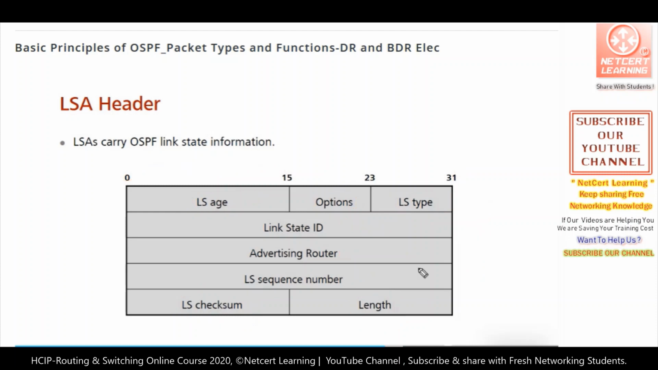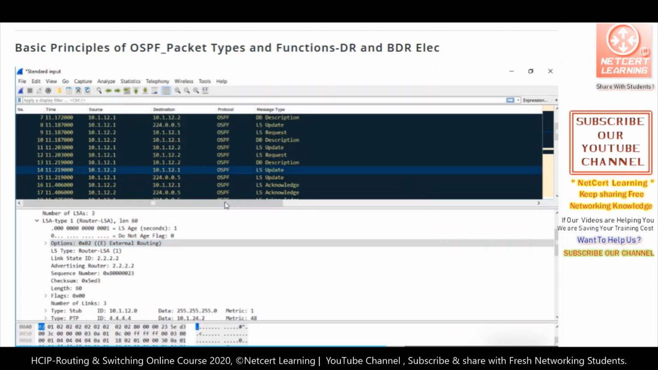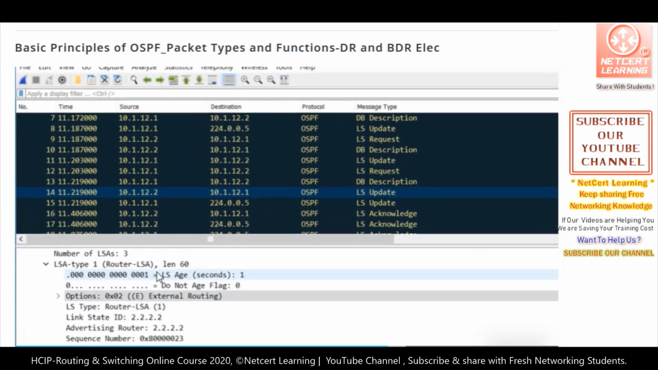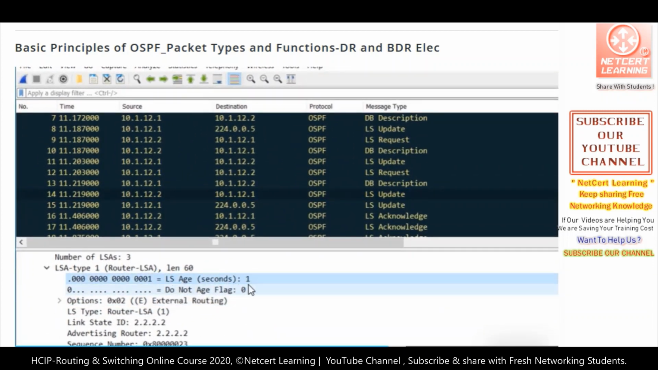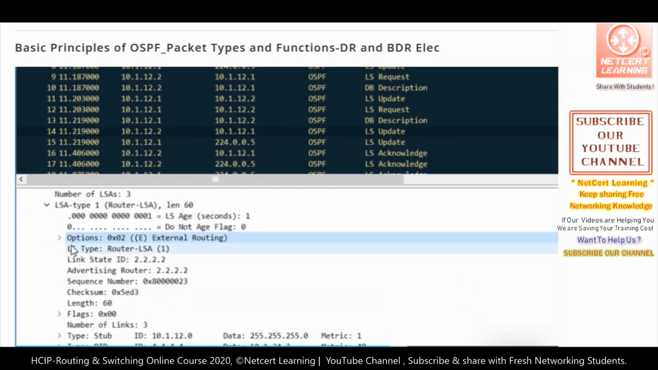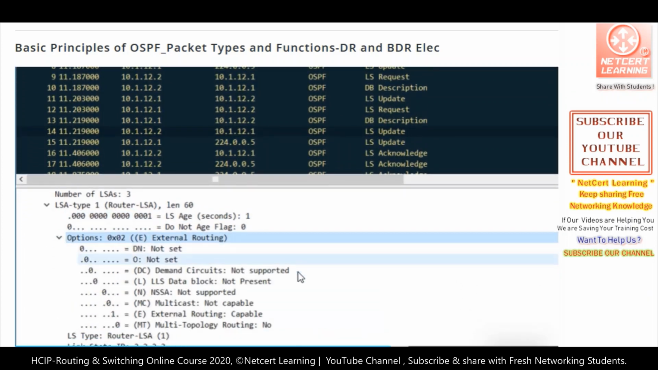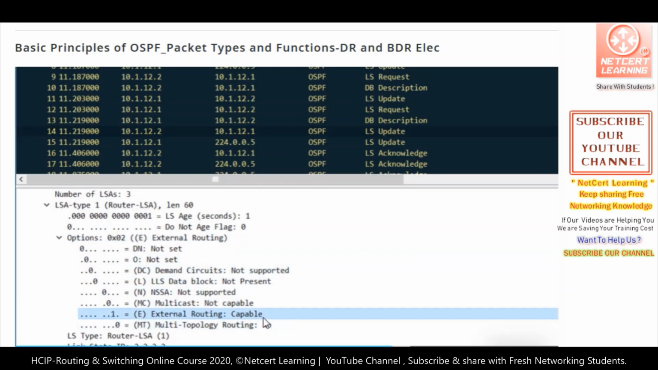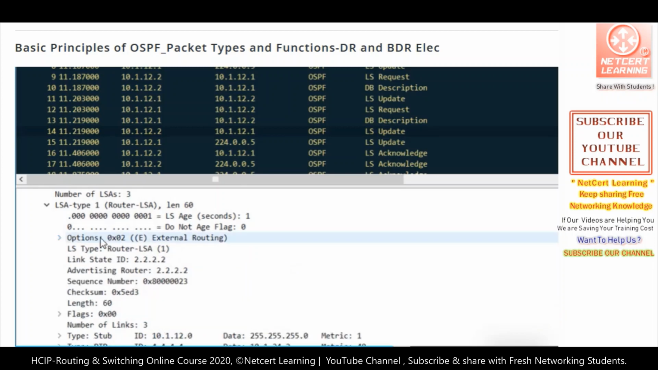So let's look into the Wireshark capture that I prepared for you. Here, let's look into one of the updates. Alright, so we have our link state advertisement over here. First is our age. We have 1 here, which indicates 1 second. Then we have our option. This is a capability of the router who advertised this LSA. Okay, so this router does support external routing. So this is the option.